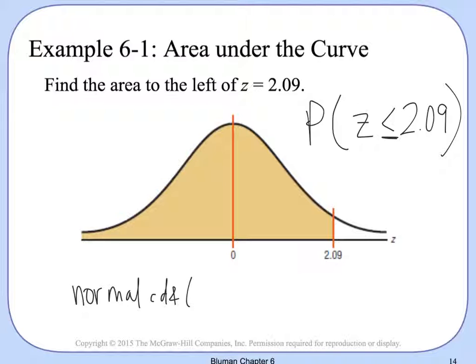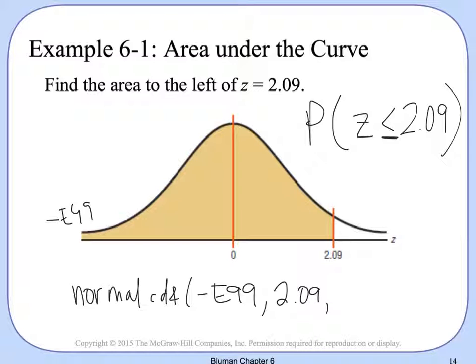Okay, what is the lowest value on this graph, to the left of 2.09? It's not 0. It's what? Negative infinity. Since this is shaded all the way over to here, this value way over here is negative E99. So we're going from negative E99. What's the highest value on this graph? Up to 2.09, right?